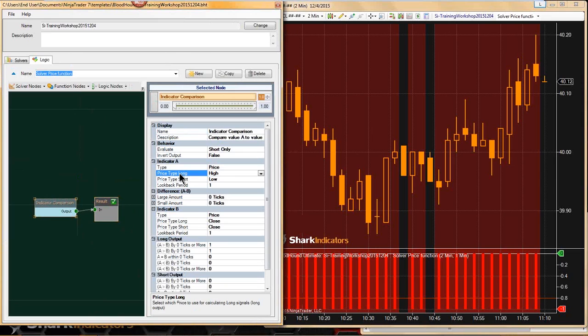Back to why there's a long and a short. You might use a different price for determining a long situation when you're looking at price action, and you might use a different price for determining a short condition. The next thing is this look back period here.